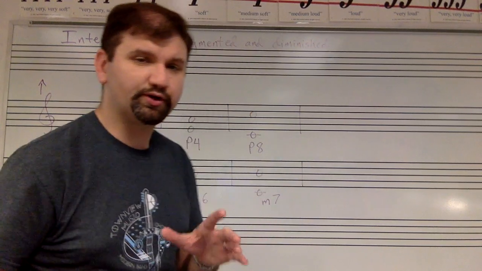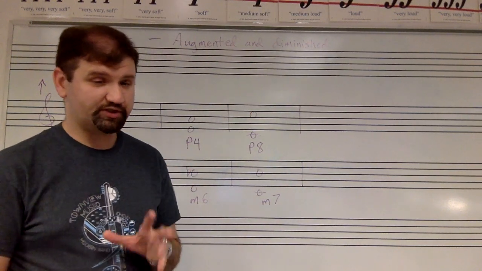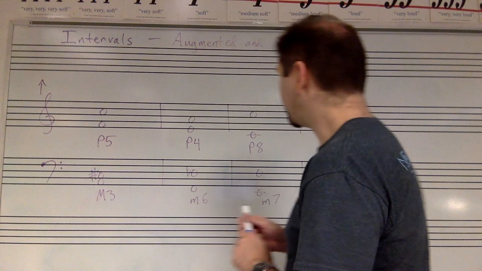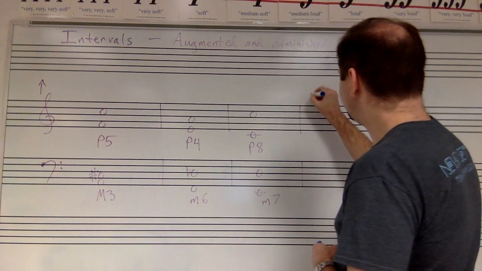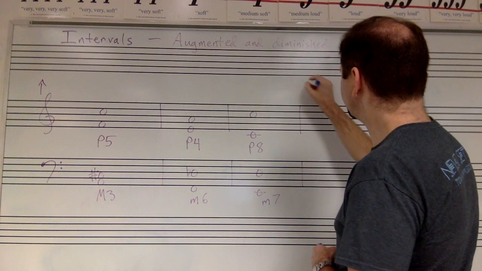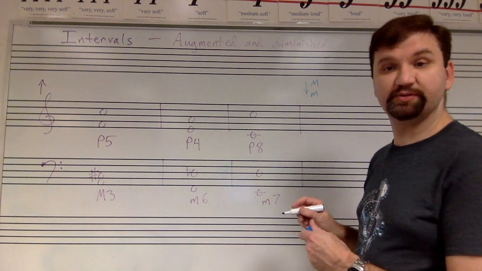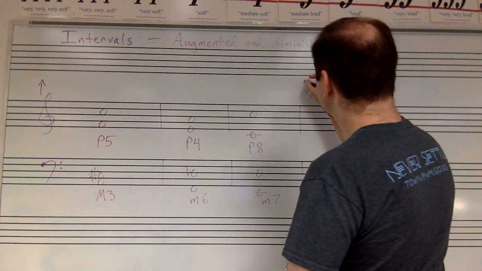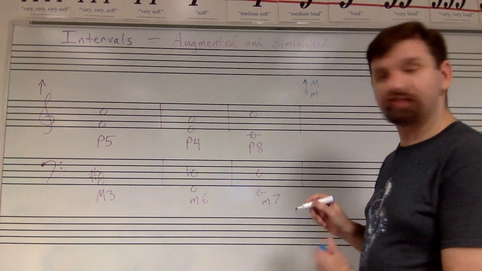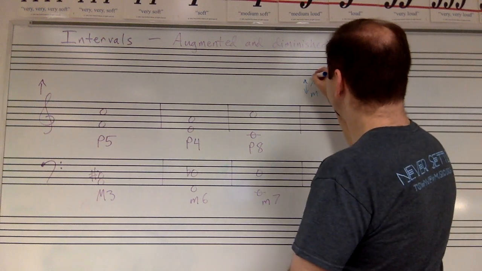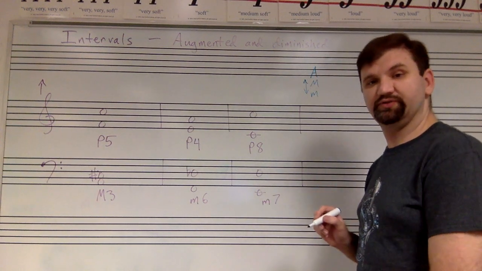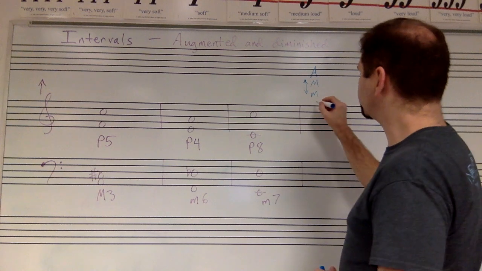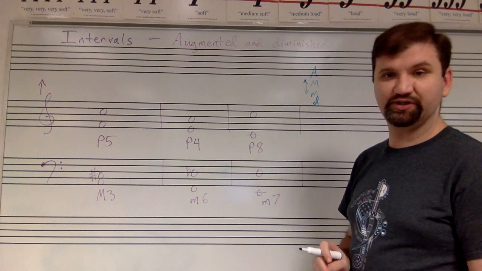Let's take a closer look at augmented and diminished intervals. So we already know that if I have a major interval and I make it smaller, it becomes a minor interval. If I have a minor interval and I make it bigger, it becomes a major interval. If I make it bigger still, it becomes an augmented interval. Or if I make a minor interval even smaller, it becomes a diminished interval.